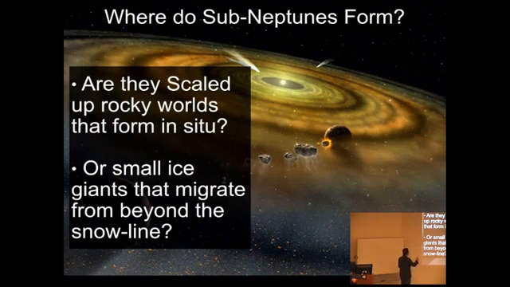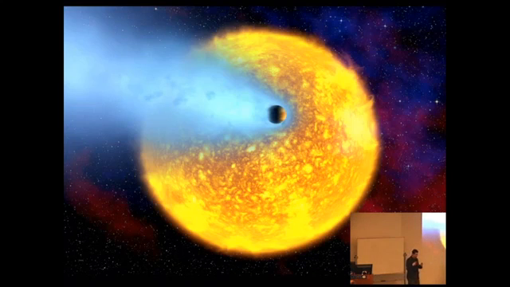On the other hand, if these are just scaled up Earths that in some cases have a bit of a hydrogen envelope, then you can imagine them forming closer to in situ. And this is a very important distinction. It has huge implications for habitability, for Eta Earth, for all sorts of issues. So that's what I want to try and address.